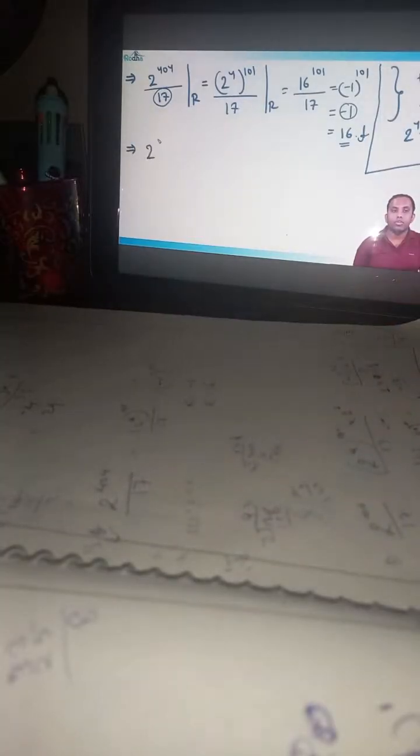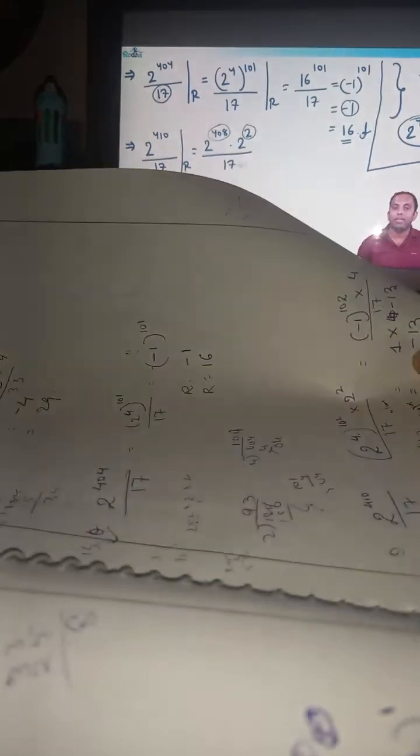Now if I write 2 raised to 410 by 17, what is the remainder? The same thing, right? I know that 2 raised to 4 is 16. To convert into multiples of 4, but 410 is not a multiple of 4, what to do? Just pick a number before 410 that is a multiple of 4. That is 408. So 2 raised to 408, and 2 further is left, so 2 square, such that 408 plus 2 becomes 410, divided by 17 remainder.